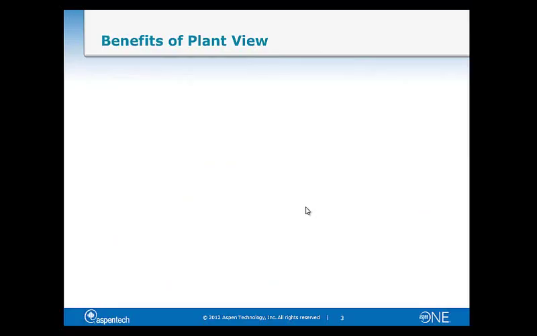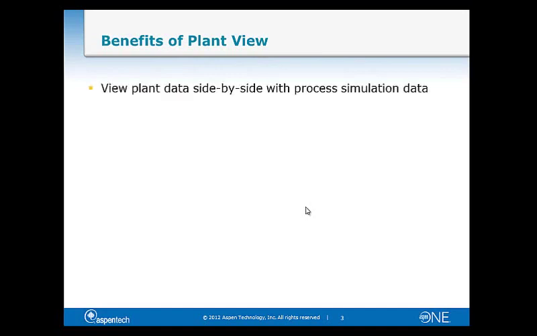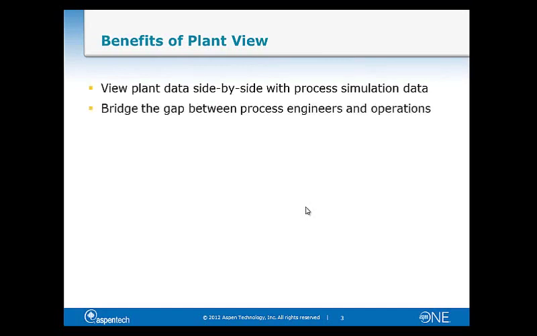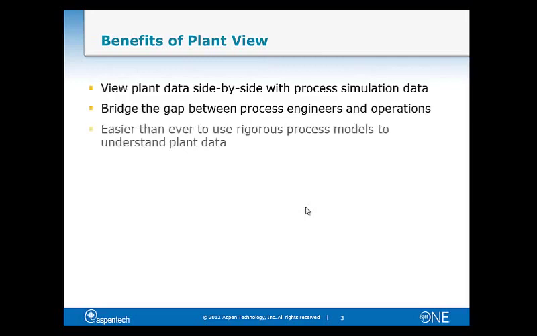The PlantView component in Aspen HYSYS and Aspen Plus creates a valuable functionality in the Aspen One engineering suite to view plant data side by side with model results. This helps to bridge the communications gap between process engineers and operations by making it easier than ever before to use rigorous process models to understand plant behavior.